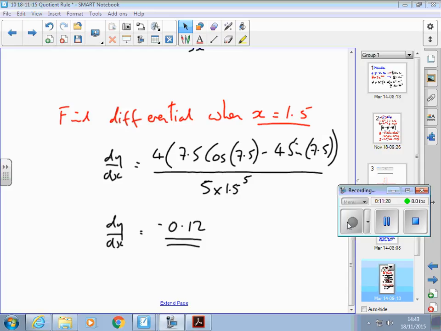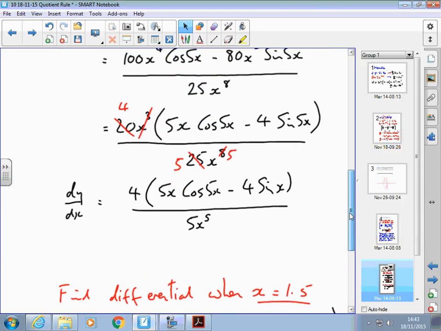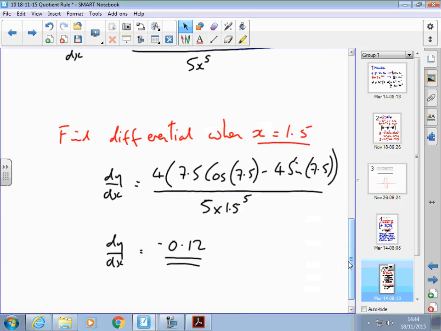That's the final stage, of course, and we've got a few answers around the room, so do it a couple of times. Try not to put too much into the calculator. You know, do little bits in your head if you can. You know what 5 times 1.5 is, so you don't need to put that into the calculator, and so on. Help yourself by doing a few less steps. Okay.